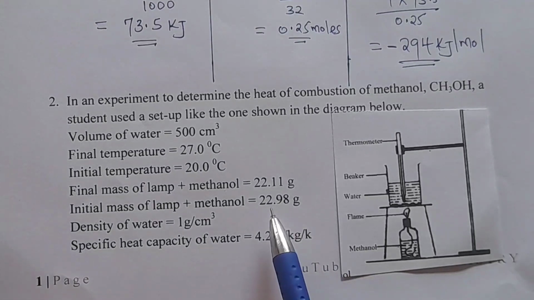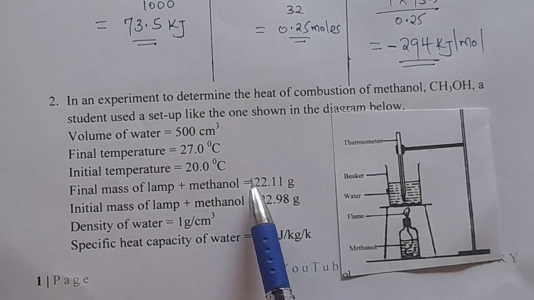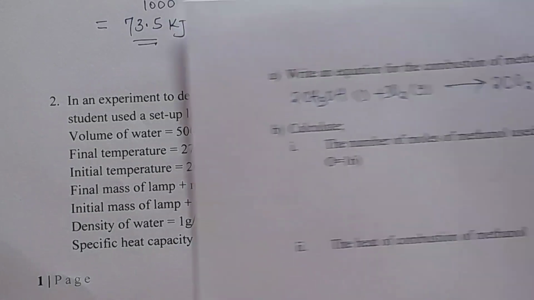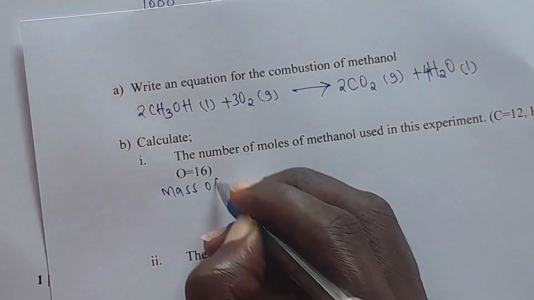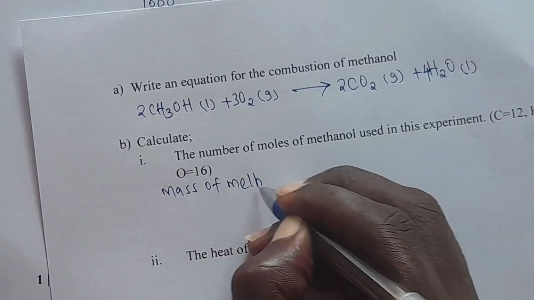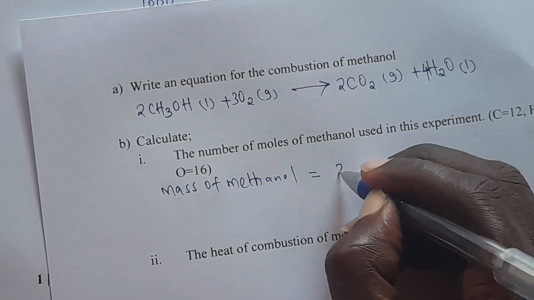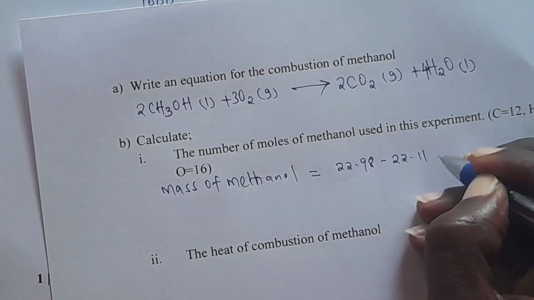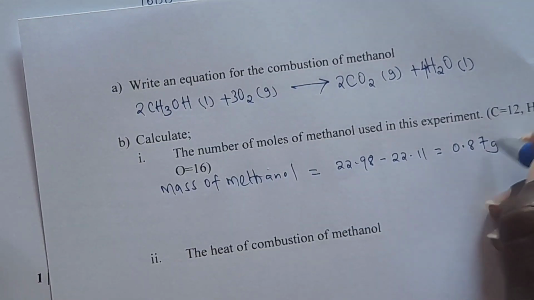Mass of methanol is gotten by the initial mass of lamp plus methanol minus the final mass of lamp plus methanol. So mass of methanol, it's not ethanol, it's methanol, will be equal to the initial, which is 22.98 gram, minus the final, which is 22.11. Here we are going to get 0.87 gram of methanol.